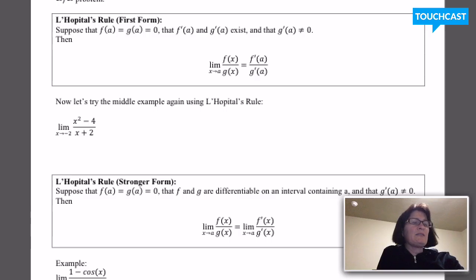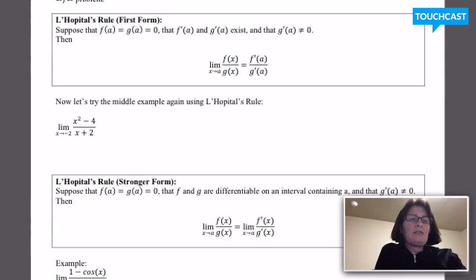L'Hopital's rule says, we'll do the beginning version of L'Hopital's rule. It says that if you take the limit of an expression and you end up with a 0 over 0, then if the derivatives of those numerators and denominators exist, then the limit is the same as the derivative of the top over the derivative of the bottom. So probably easiest to explain with an example. So let's do that second example.